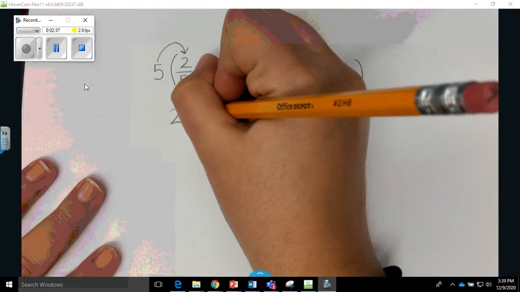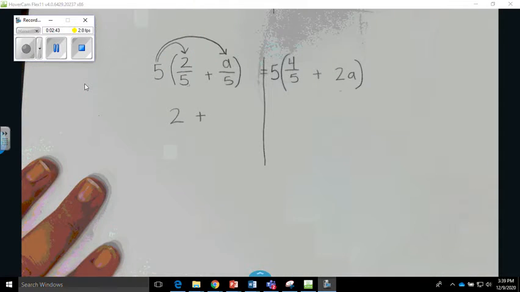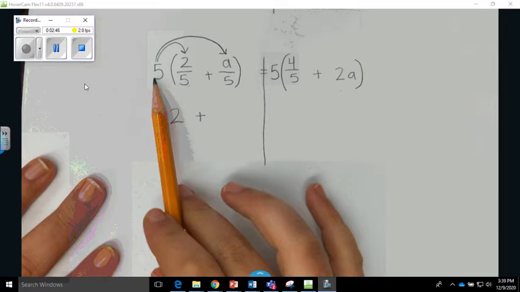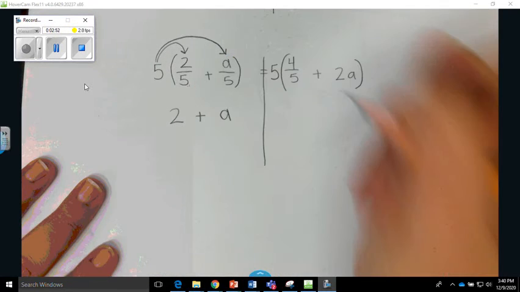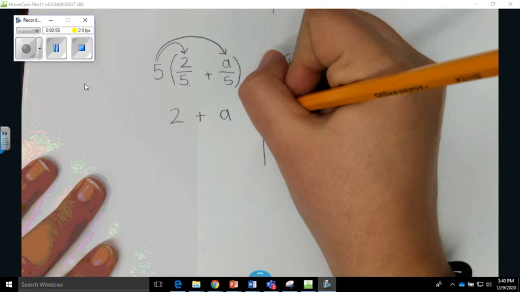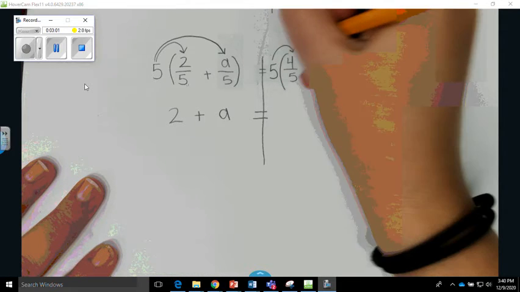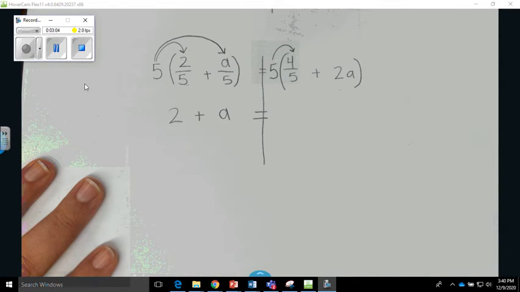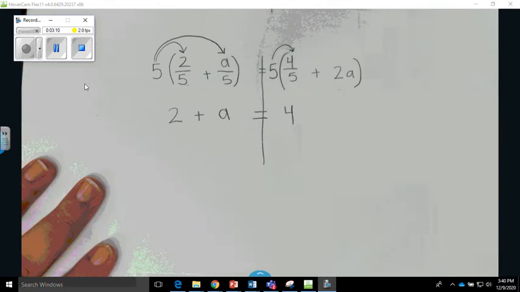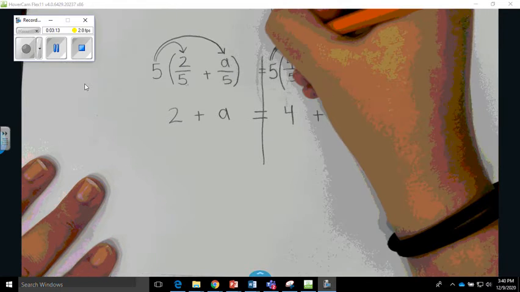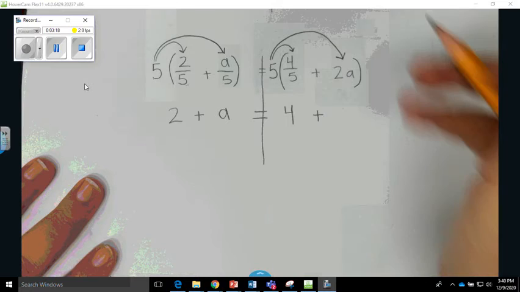Okay, now let's figure out what this would be. 5 times a over 5. Well, a divided by 5 times 5, that just cancels out all the 5 work. So I'm just left with a. Now I'm going to do the other side. Let's bring down that equal sign. Okay, let's do this one. 4 divided by 5 times 5. Again, that's just undoing my work. So it's just going to be left with 4. Now for the next one. 5 times 2a. Well, 5 times 2a is going to give me 10a.